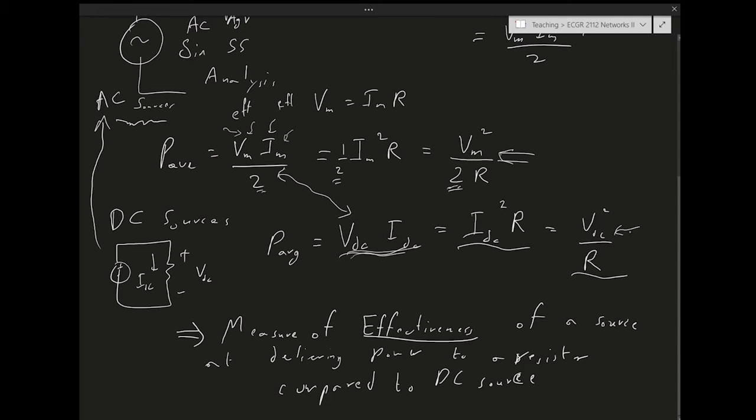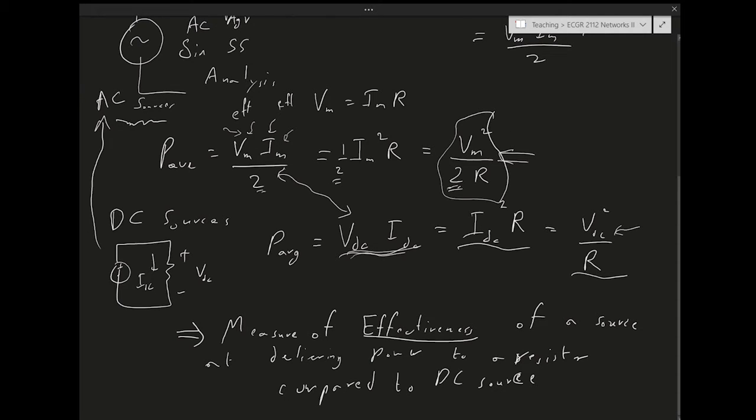I get this power formula. I apply a DC source, then I apply an AC source with a magnitude of 10 volts. The effectiveness is different, right? The effectiveness is half, because now I don't get Vm squared over R, I get half Vm squared over R.